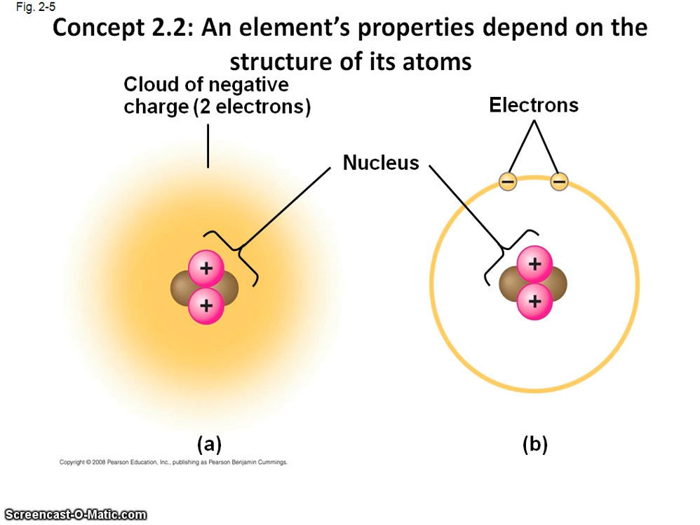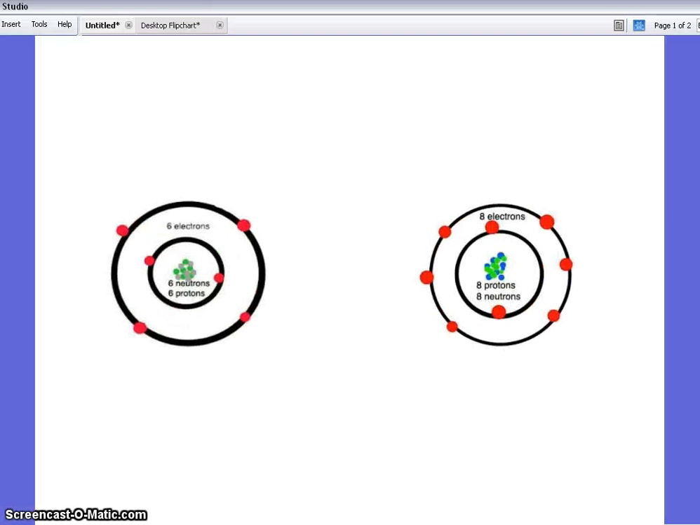Let's take a look at 2 examples, carbon and oxygen. All atoms that have 6 neutrons, 6 protons, and 6 electrons are classified as the element carbon. All atoms that have 8 protons, 8 neutrons, and 8 electrons are classified as the element oxygen.